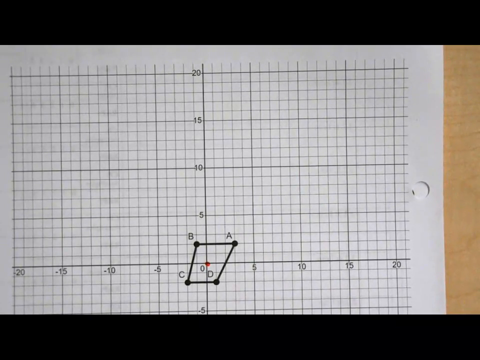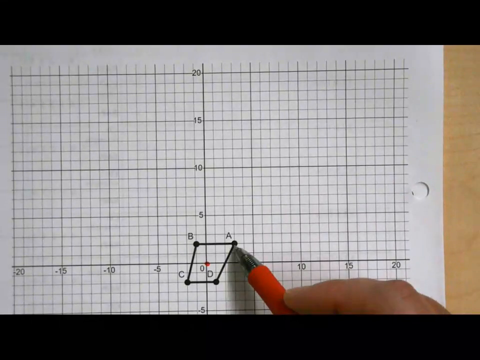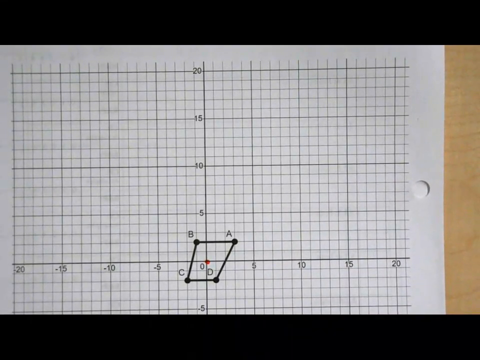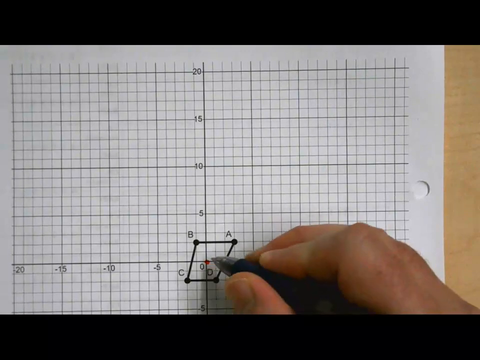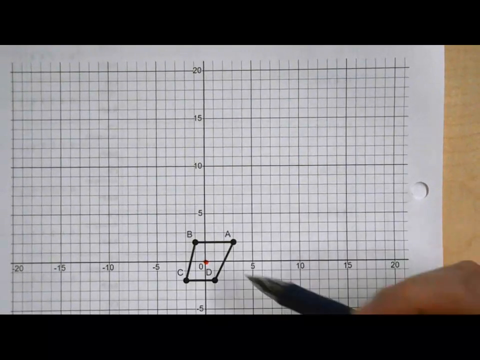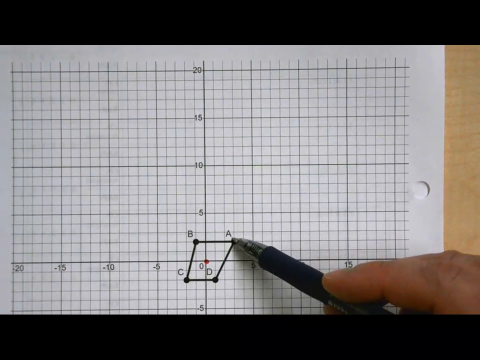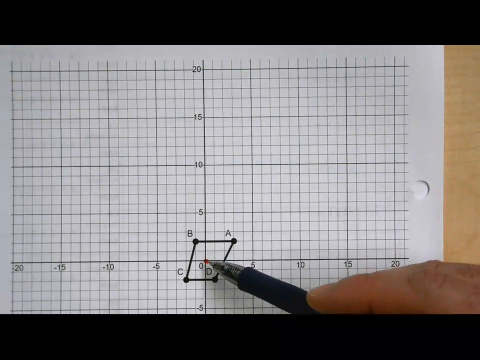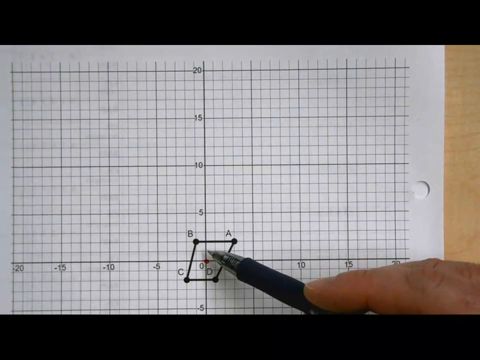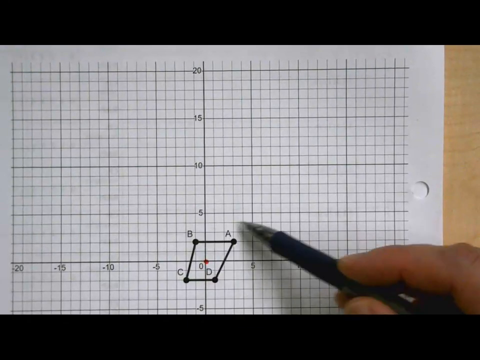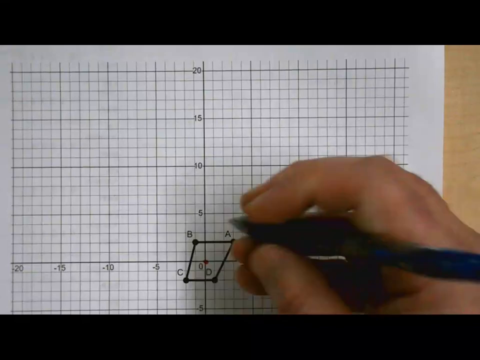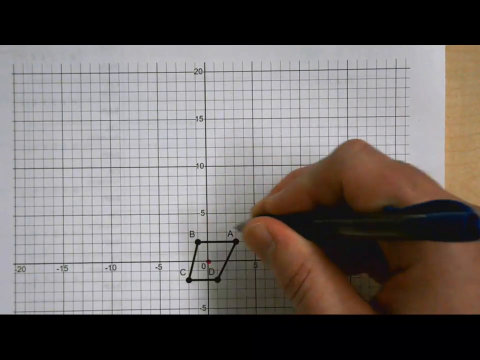So currently A is at the coordinates 3, 2. Does anybody know where A prime is going to end up? It's going to end up being 6, 4. So here's how I think about it. If you think about the center of dilation, the origin here, to get to A, I would need to count up 2 and over 3. We just need to double those things and count in the same directions. So instead of up 2 and over 3, I'm going to go up 4 and over 6. So go ahead and from the origin, count up 4 and over 6.